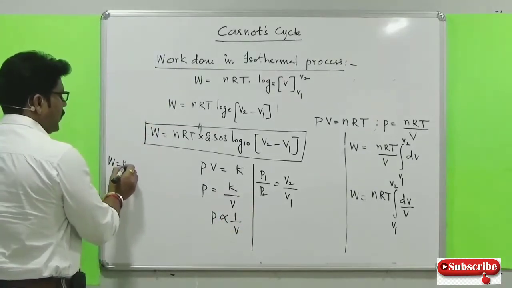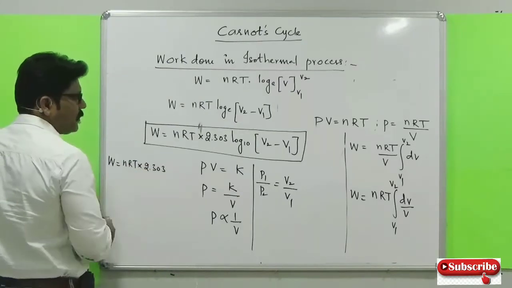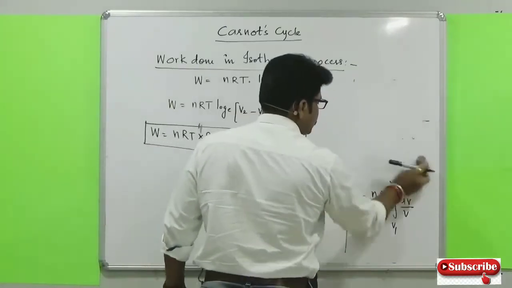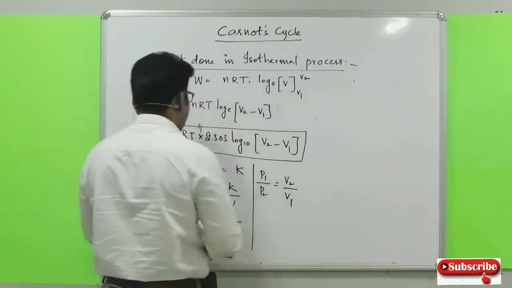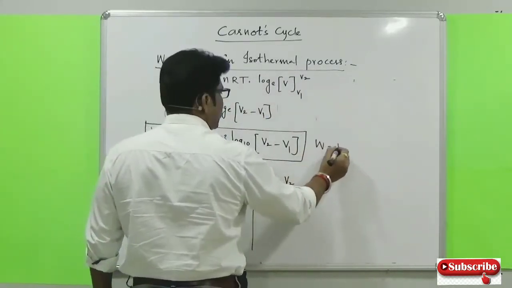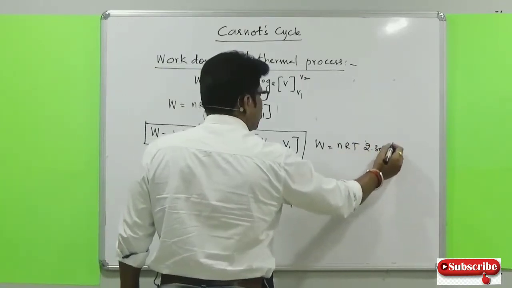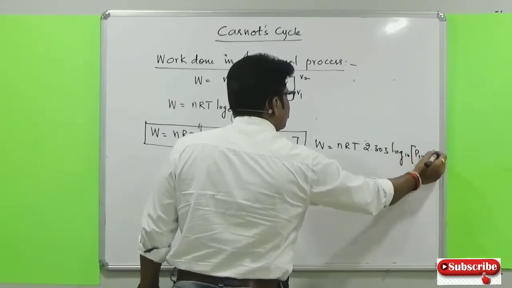W is equals to nRT into 2.303. So in terms of pressure चाहिए, just take W is equals to nRT 2.303 log base 10 P1 minus P2.